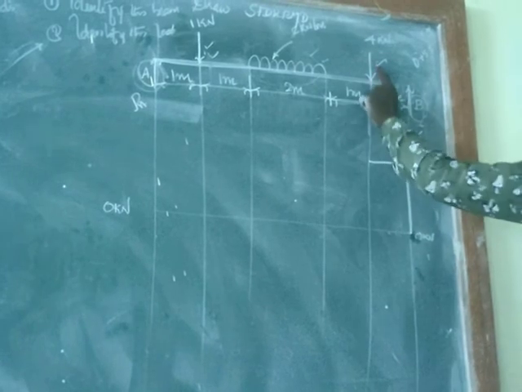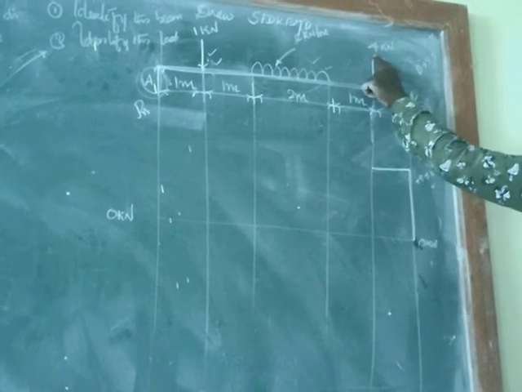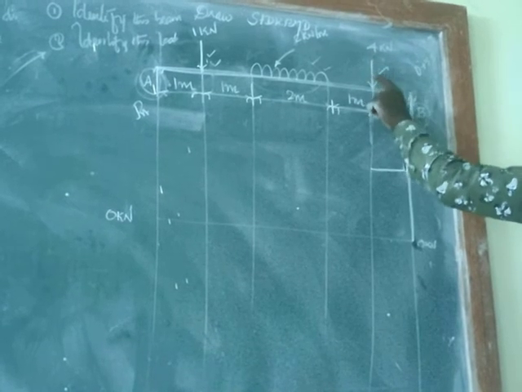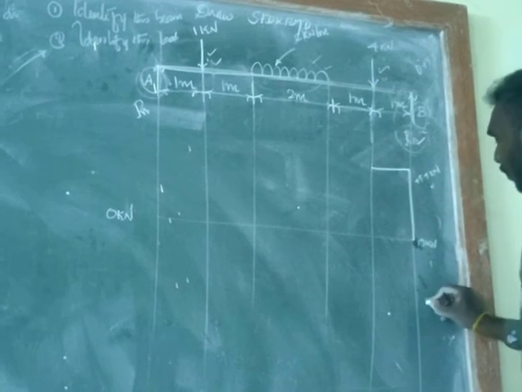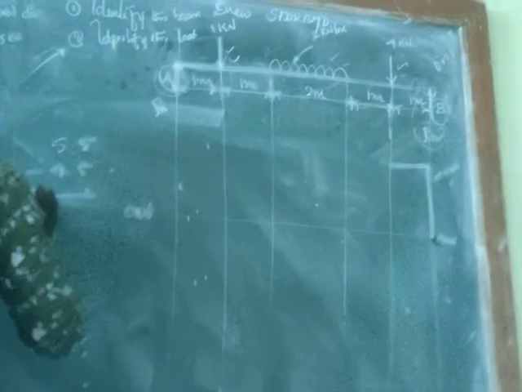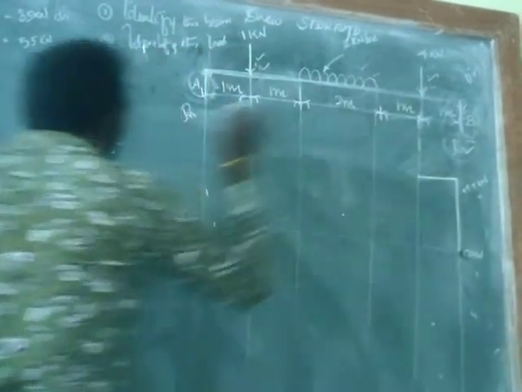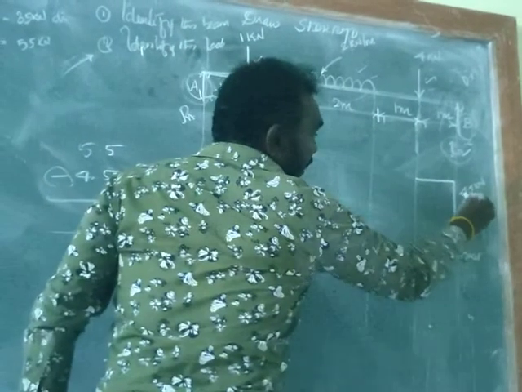Then we have a downward load of 4 kilonewton. So we put the negative symbol. 5.5 minus 4.5. Why are we putting the negative symbol here? This is a downward load. Why are we putting the positive symbol here? It is an upward load. Okay, keep it in your mind.